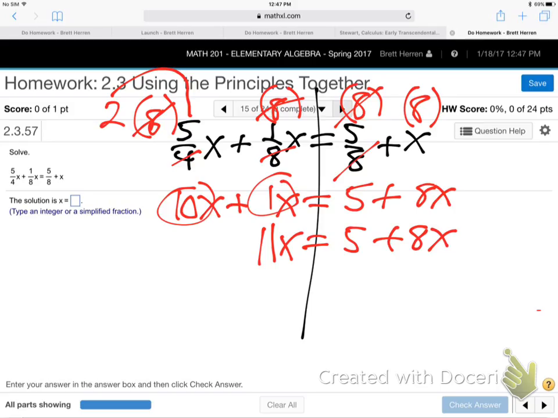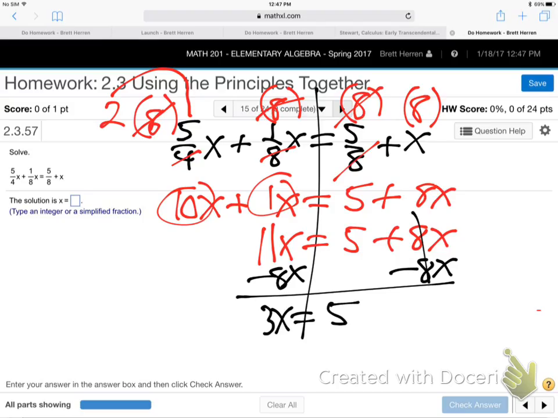So, what do you do when x's are on opposite sides? Yeah, get rid of one of them. Doesn't really matter which one. Usually the lower one. Yeah, minus 8x is perfect. Gonzo. Right, so this gives us 3x is 5.